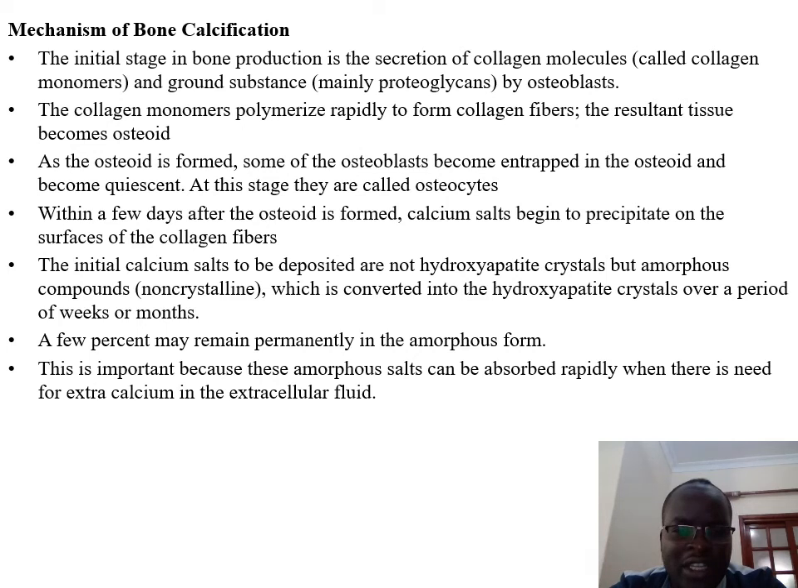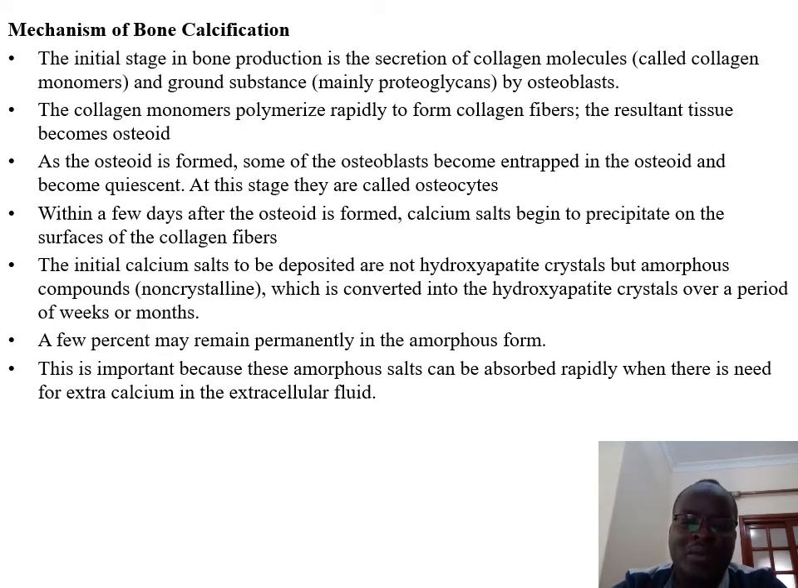Within a few days after the osteoid is formed, calcium salts begin to precipitate on the surface of the collagen fibers. The initial calcium salts to be deposited are not hydroxyapatite crystals but amorphous compounds, non-crystalline, which is converted into the hydroxyapatite crystals over a period of weeks or months. So now the first minerals that are deposited there are not in hydroxyapatite form, but are called amorphous compounds. The amorphous compounds can easily be mobilized to be released to the extracellular fluid compartment, but later on they will crystallize to form the hydroxyapatite, and then there will be more deposition of the minerals. A few percent may remain permanently in the amorphous form.